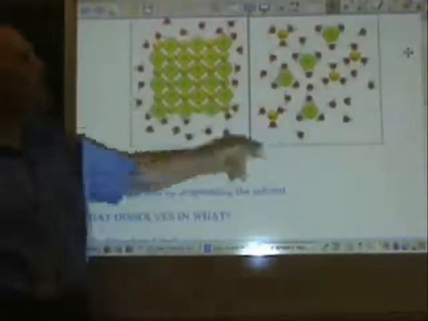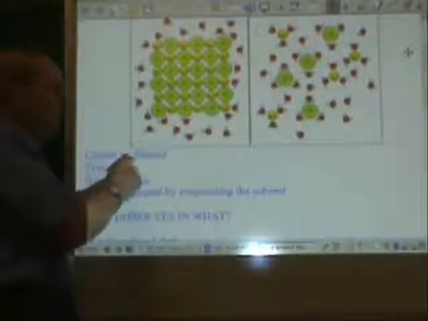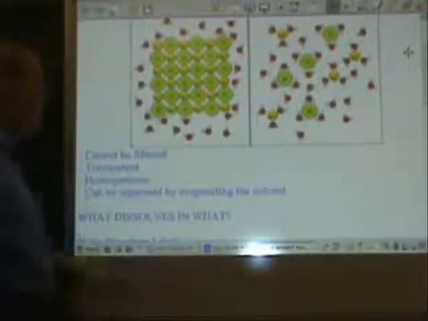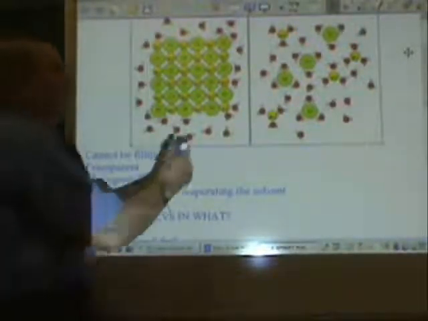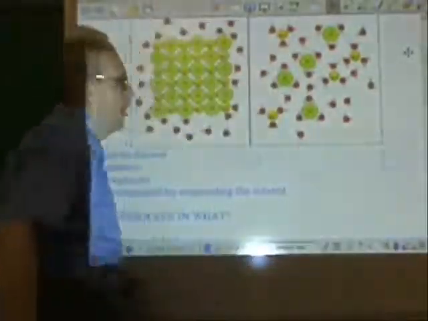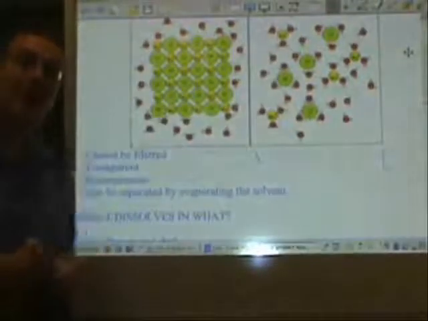Because the particles are dispersed on the atomic or molecular level, there's no filter paper that's small enough to stop the particles from going through it. You cannot separate a solution by filtering it, because the holes in the filter paper are just too huge to stop any of these small particles from just passing right through it.